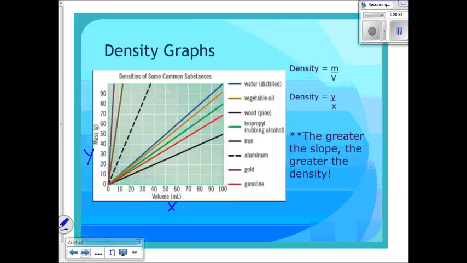Something with a very steep slope over here, like the gold, look how steep that is. Gold has a very high density. We already talked about that with the cubic foot is like 1,200 pounds. Very dense. Whereas something like aluminum, the dashed line here, it's less dense than the gold, but it is more dense than, say, the gasoline over here. Gasoline has a more shallow slope, so it's less dense than the things that have a steeper slope. So we will be looking at the density graphs and graphing our data from the lab and doing some calculations from that.